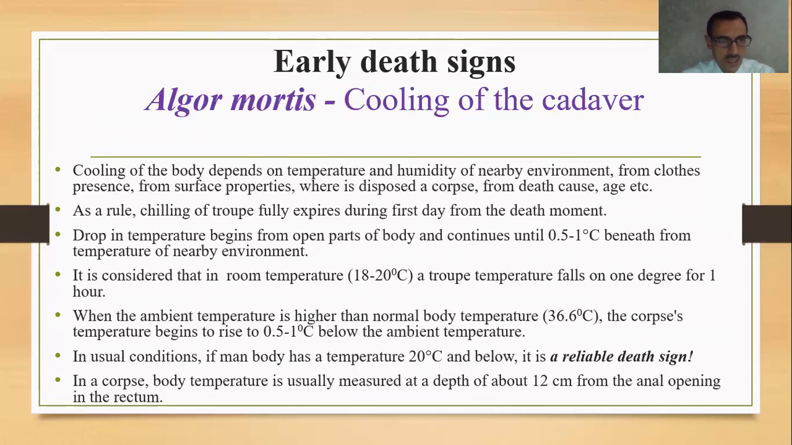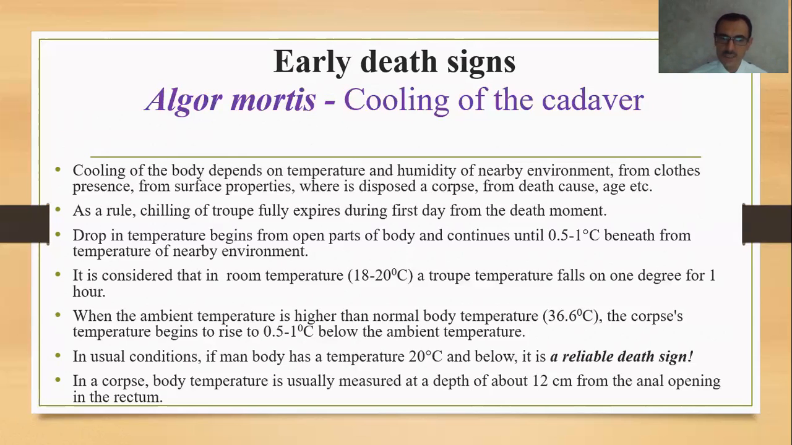As a rule, chilling of the corpse is fully experienced during the first day from the death moment. The drop in temperature begins from open parts of the body and continues until 0.5 to 1 degree Celsius beneath the temperature of the nearby environment. It is considered that in room temperature, 18 to 20 degrees Celsius, the corpse temperature falls by 1 degree per hour. When the ambient temperature is higher than normal body temperature, the corpse temperature begins to rise to half to 1 degree Celsius below the ambient temperature.